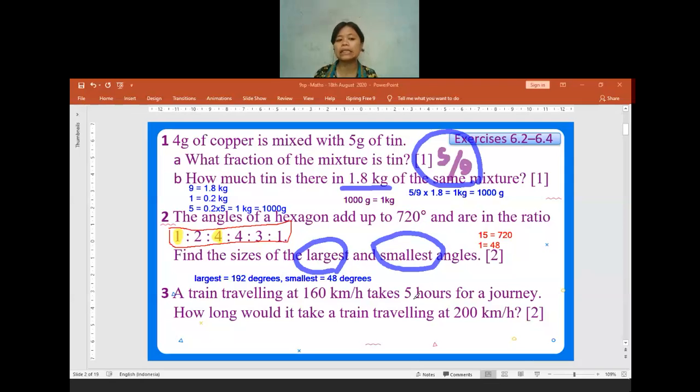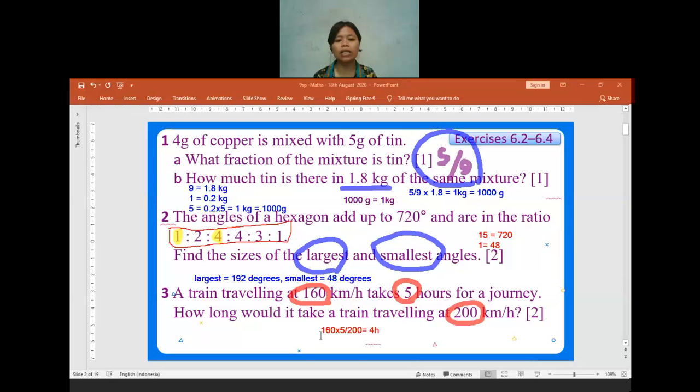So this is inverse proportion. When it is inverse proportion, you just need to multiply 160 and 5, and then the result you will divide by 200. So how much will it be? 800 divided by 200. Okay, so how many hours? 4 hours. Okay, so it will be 4 hours.